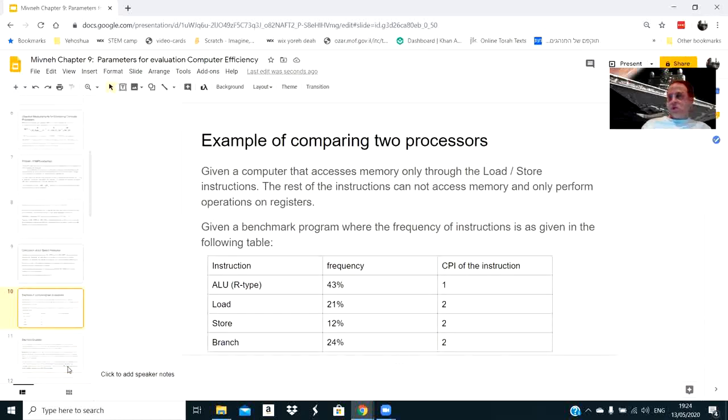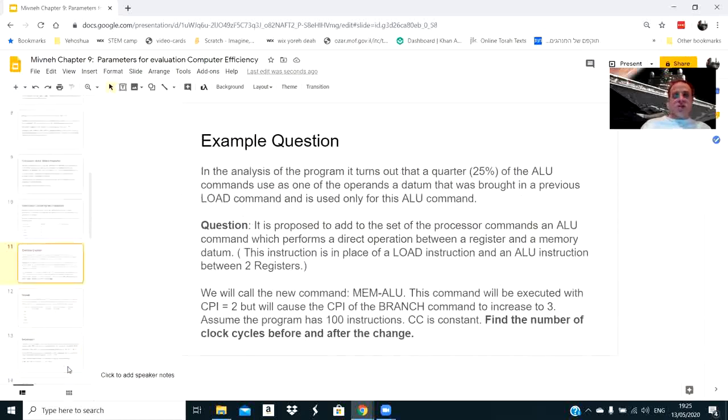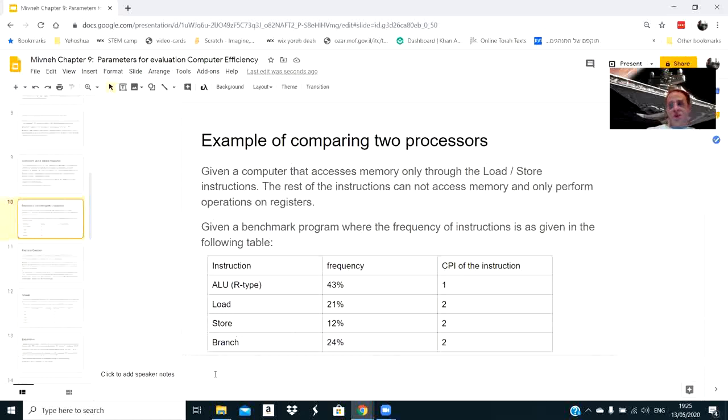So maybe we can start this example. I don't think we can finish it. Here's an example. This is good to see now because it gives you an idea of what we're doing. Let's say we have a computer that has, on a particular benchmark program, 43% of its commands are of type R. In other words, they're adds, let's say.